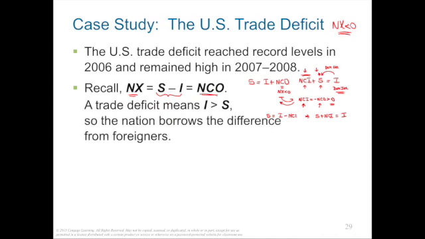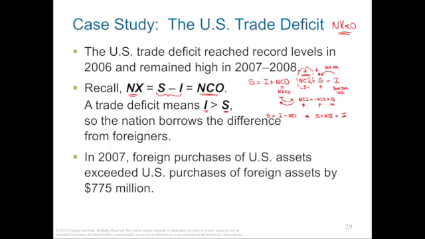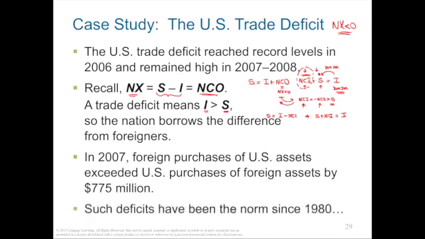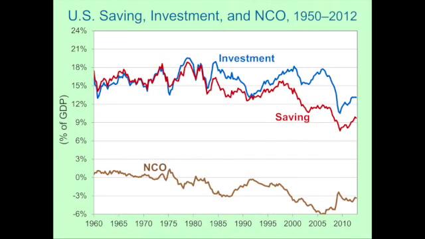So a trade deficit means that the domestic investment has been greater than national savings, which means it has been financed also by an inflow of foreign capital. And in 2007, foreign purchases of US assets actually exceeded US purchases of foreign assets by 775 million. Now, such a deficit has been the norm since the 1980s, as we were mentioning before. So let us look at the historical graph.